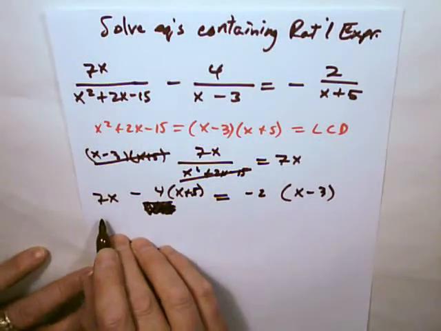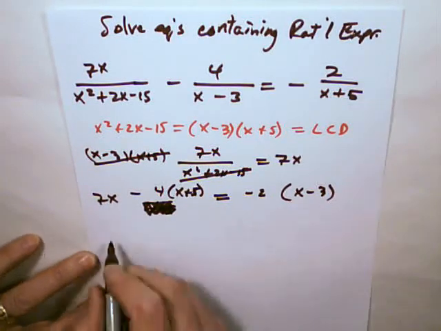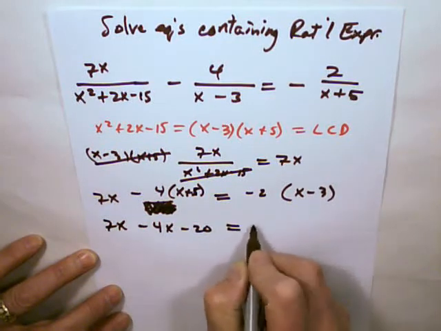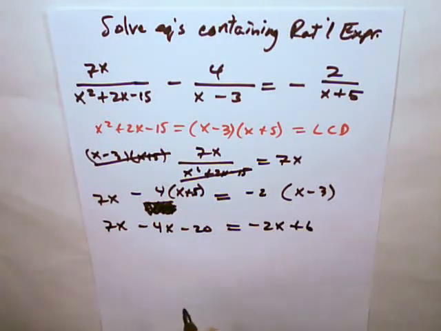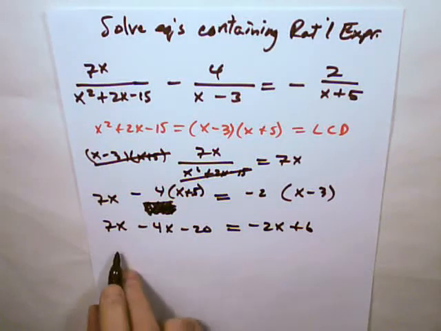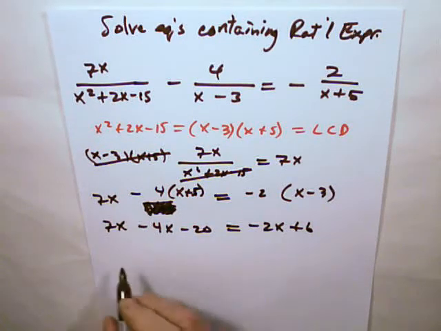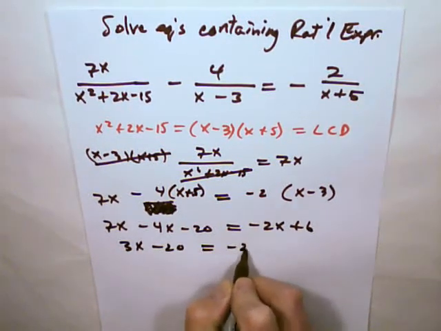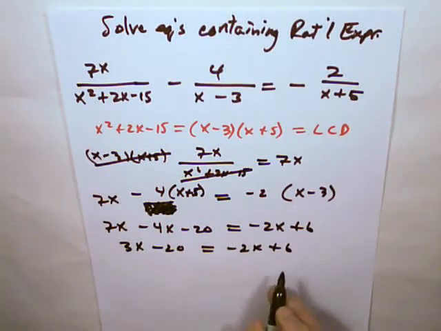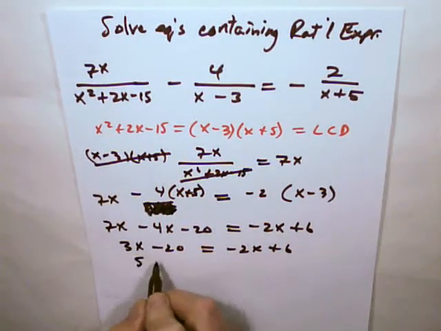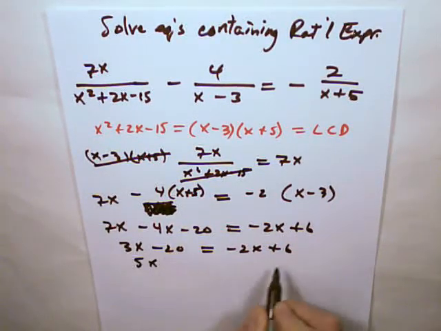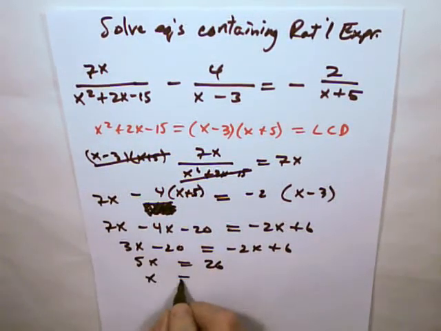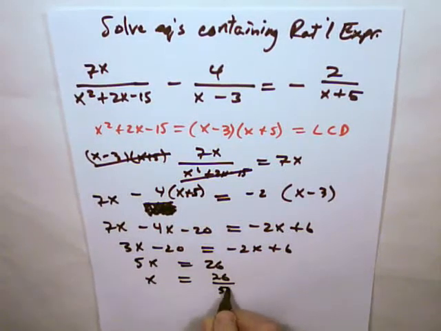All right, now let's see what happens here. I'm going to simplify everything. So I've got 7x minus 4x minus 20 on this side, and negative 2x plus 6 over on this side. This is starting to look pretty easy at this point, right? Let's combine some like terms. 3x minus 20 equals negative 2x plus 6. I'm going to bring the 2x over to this side and end up with 5x. I'll add 20 to both sides, equals 26. And so finally, x equals 26 over 5.